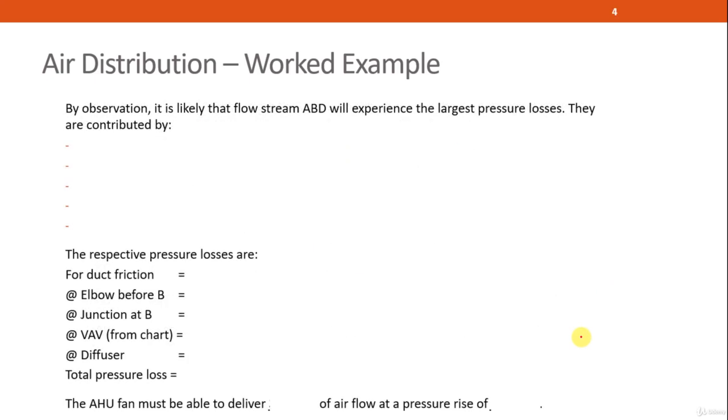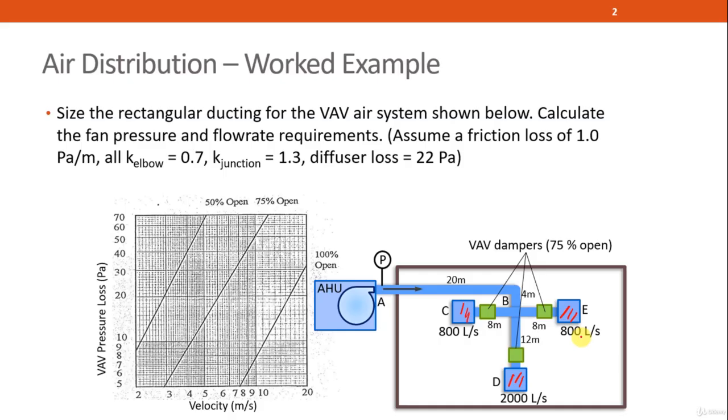Next, we will calculate the pressure losses along the longest duct. As you can see from the diagram, ABD is the longest duct and most probably it has the largest pressure loss. So we are going to focus on ABD, this longest duct only. Right from the start, when it comes out from the AHU, the first item that contributes to pressure loss will be the elbow over here. So the pressure loss at the elbow before B will be the first duct fitting loss.